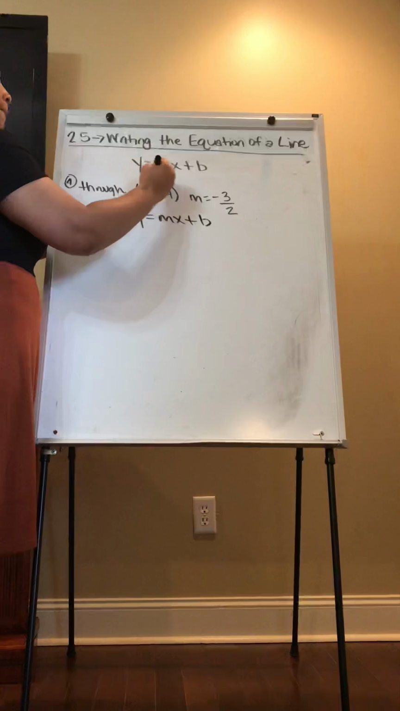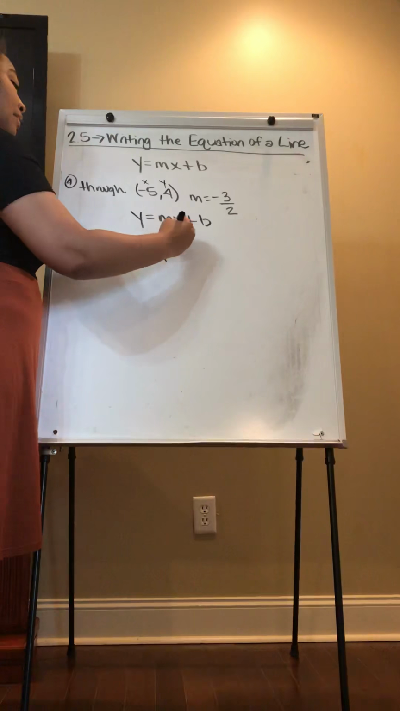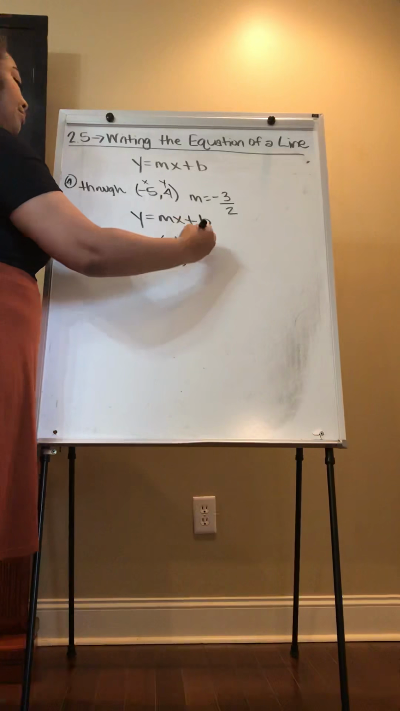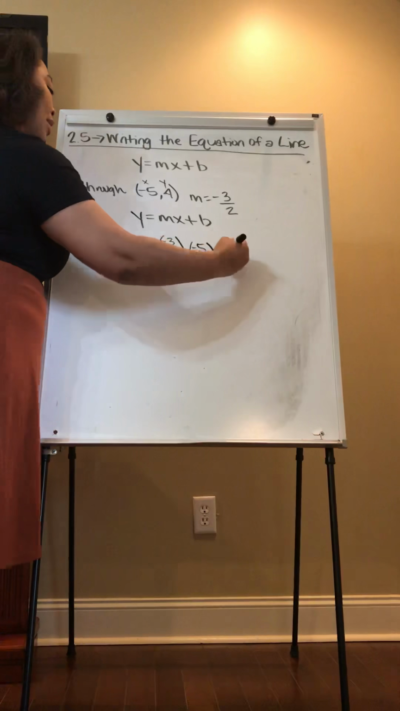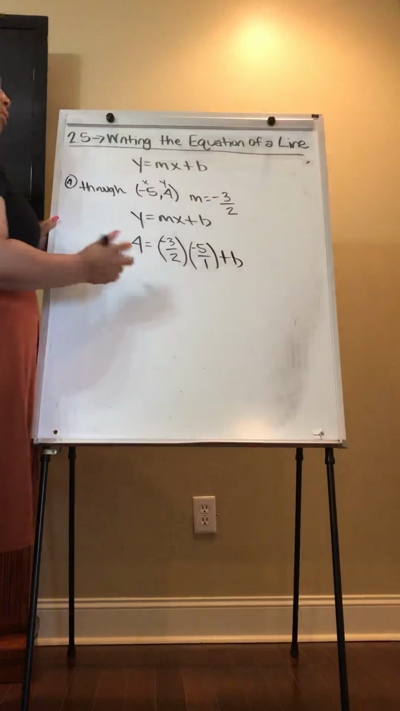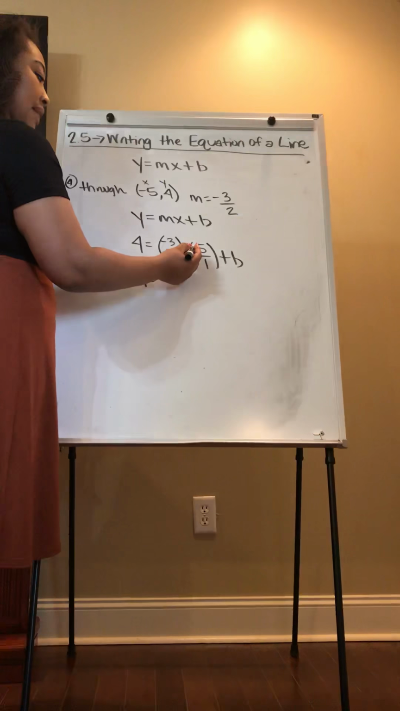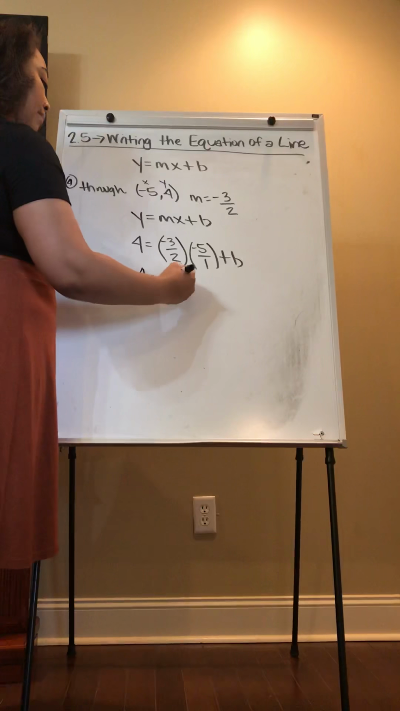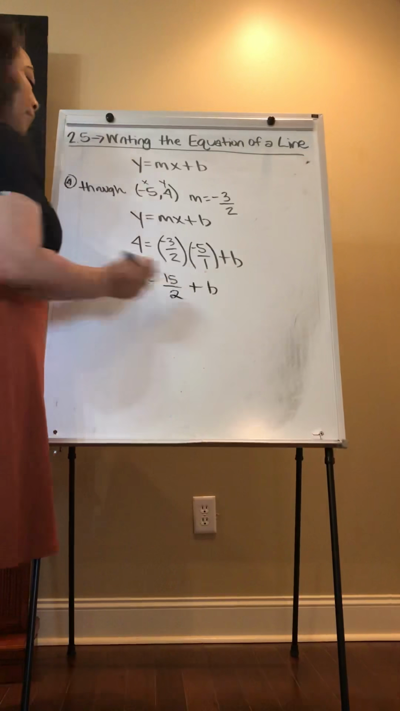My y is 4. My m is -3/2. My x is a -5. And again, I put it over 1, because my m is in fraction form. So we're going to multiply. -3 times -5 is a +15, over 2 times 1 is 2, plus b.